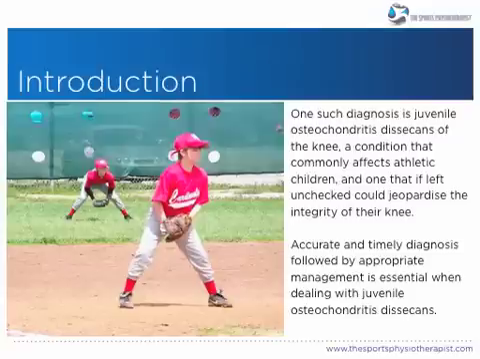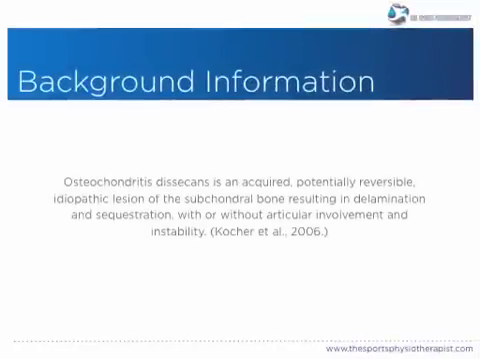A little bit of background information on the condition. Osteochondritis dissecans is an acquired, potentially reversible, idiopathic lesion of the subchondral bone, which results in delamination and sequestration, with or without articular involvement and instability.